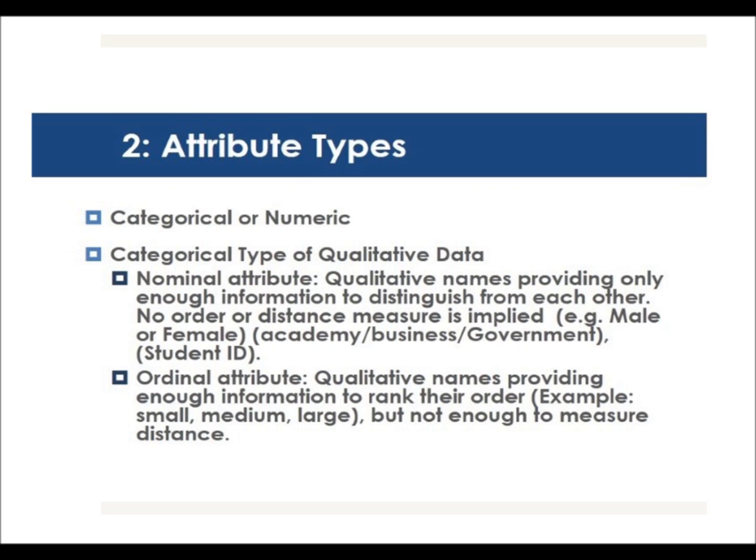But here, there's no order. If I swap two student IDs, it should not affect the result. The only thing is whether they're the same or not the same. Are you with me? What is categorical? The only thing you care about is whether they are the same. If they're not the same, there's no other meaning.